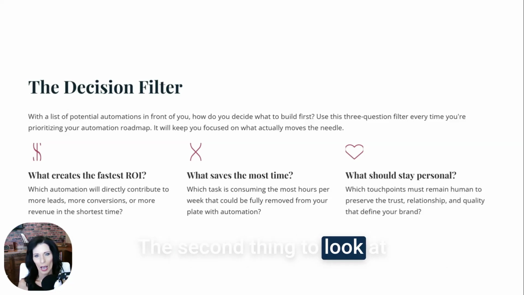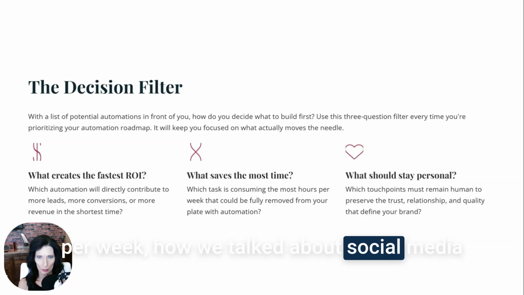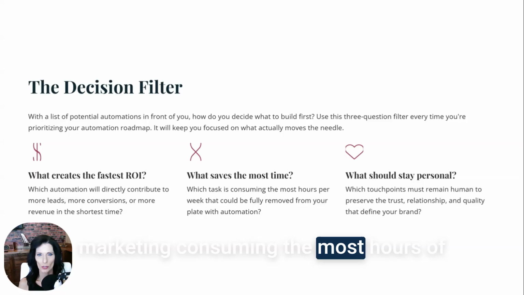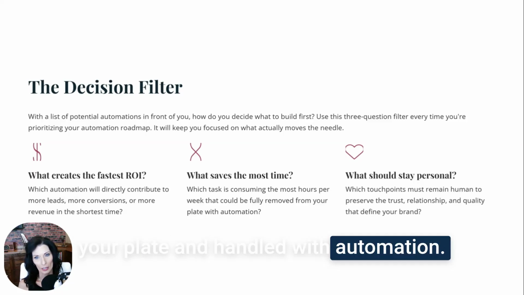The second thing to look at is what saves the most time. So what task is consuming the most hours per week? We talked about social media marketing consuming the most hours of your week, which can be fully removed from your plate and handled with automation.